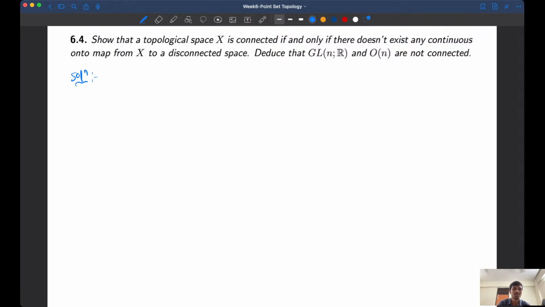The forward part follows immediately; I'll prove it contrapositively. Suppose X is connected, and suppose there exists some continuous map f from X to Y, where Y is disconnected. I'm writing that as a separation of Y. So Y is disconnected, and this is a separation of that space.